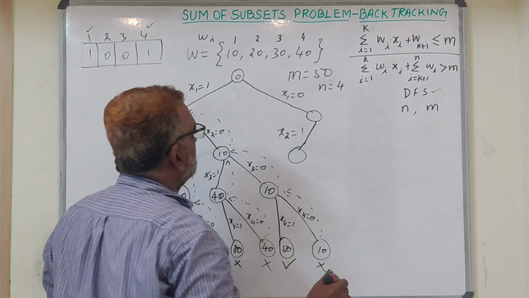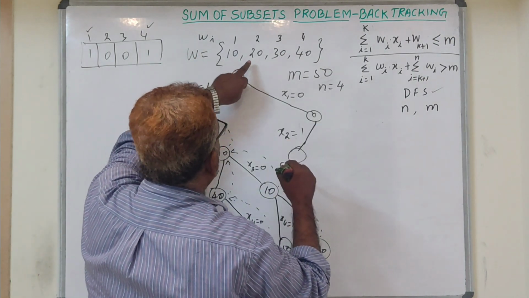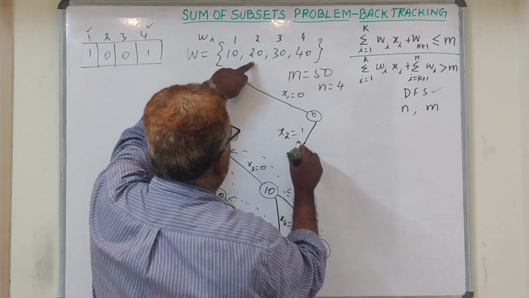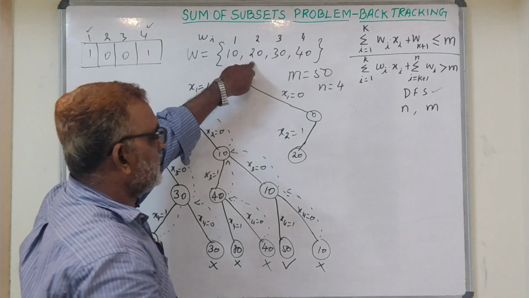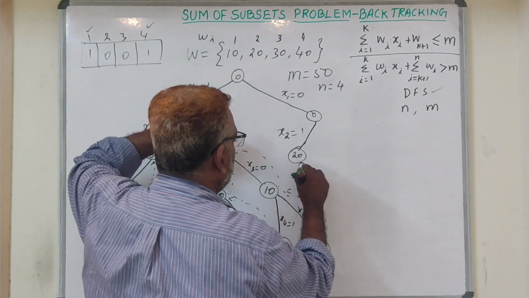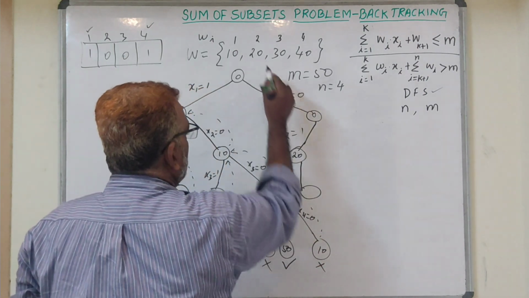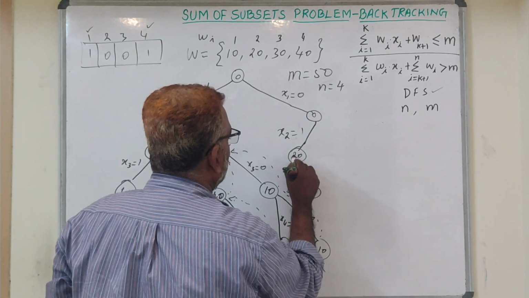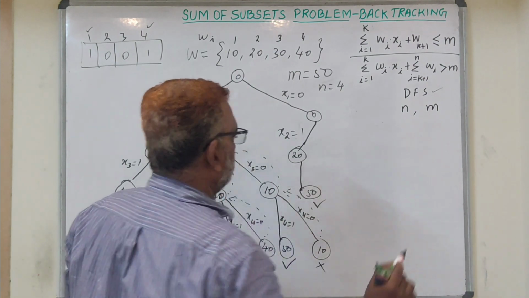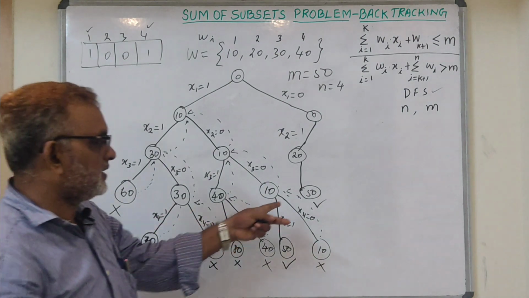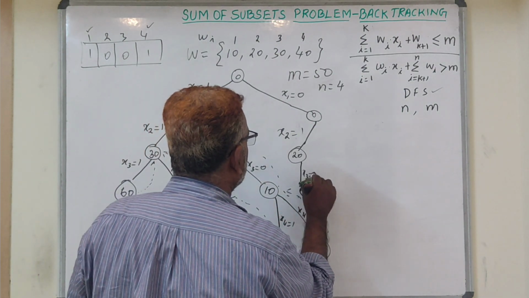x2 is equal to 1. So this is 0, x2 value is equal to 1. So include the value of x2, that is 20. Now proceed with x3. What is the x3 value? That is 30. So 20 plus 30, that is 50. This is also another goal state. Got another result. So here the value of x3 is equal to 1.